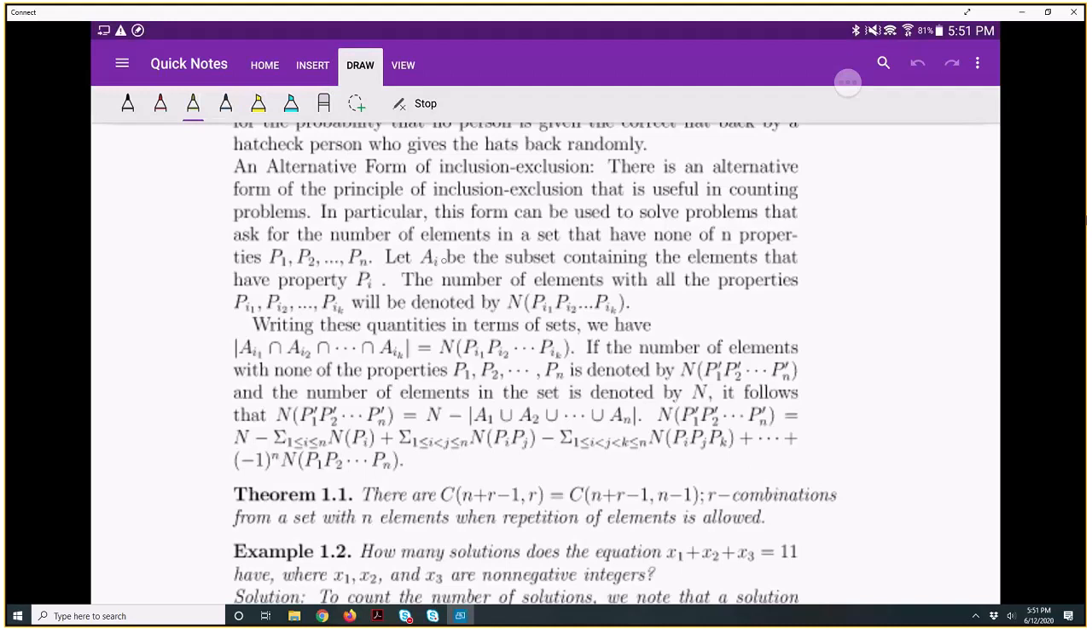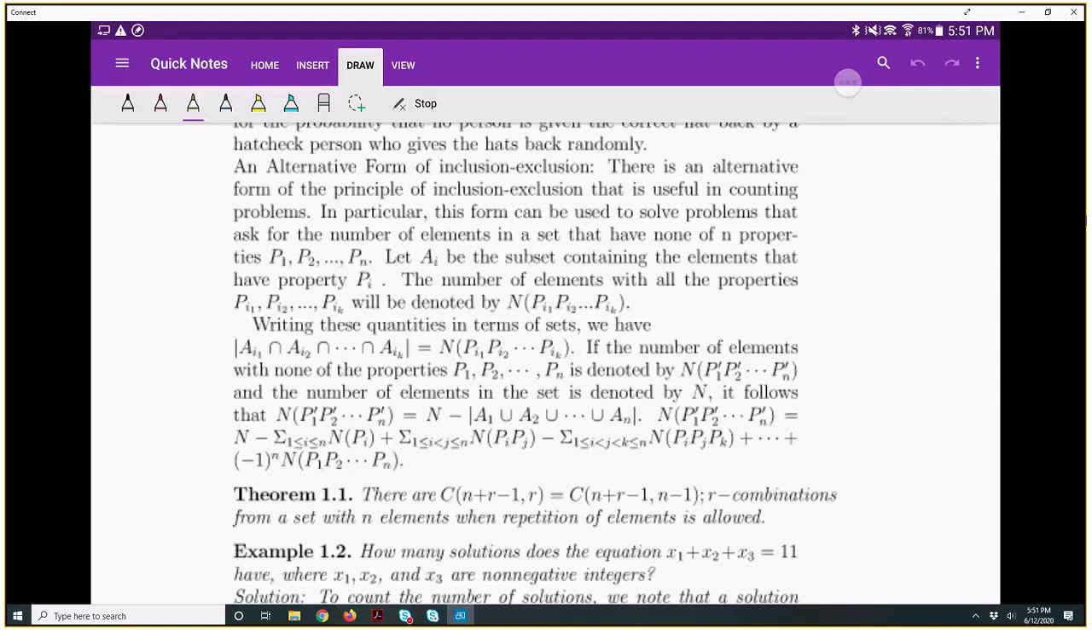we'll first start by letting A sub i be the subset of the larger set that contains the elements with property P sub i. The number of elements with all of the properties, where we've taken some subset of the n properties, we'll denote by N(P_i1, P_i2, ..., P_ik). So this is the number of elements in the set with those properties, where we've just taken some subset of the n properties.